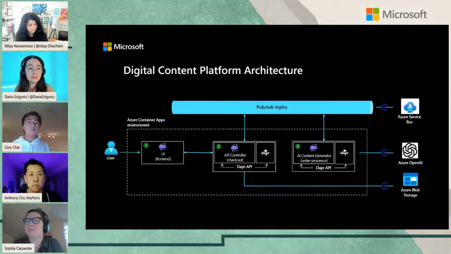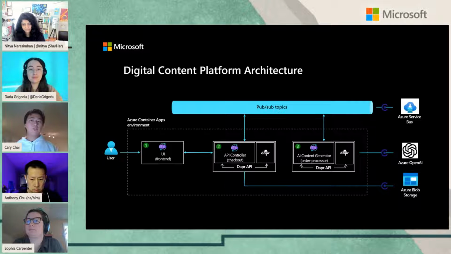So the application we have here today is a digital content platform where customers can rely on generative AI to create content and images. We'll focus on an example where we generate an image through DALL-E and see how microservices hosted on ACA can simplify delivering this solution.